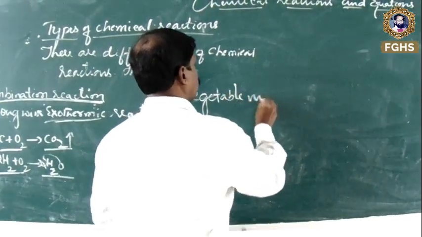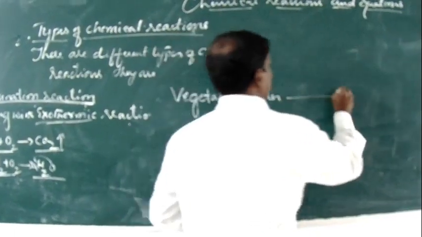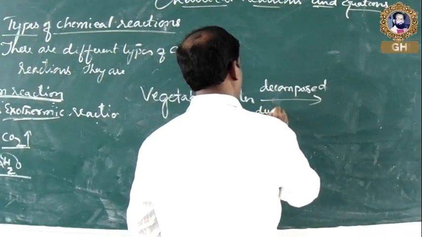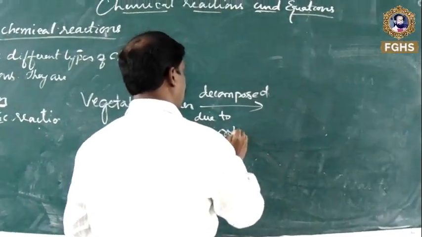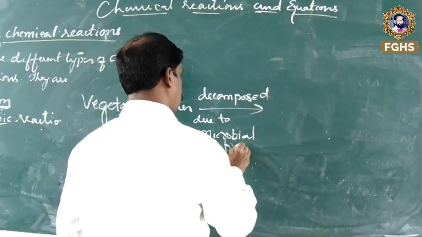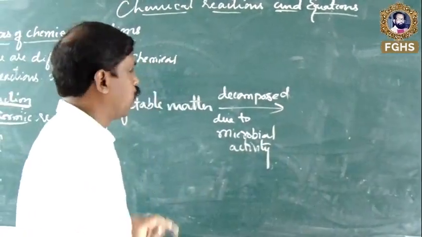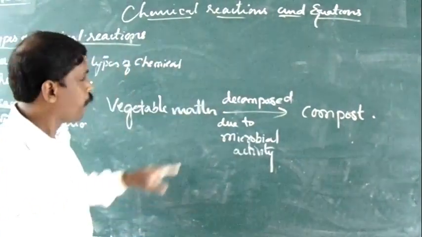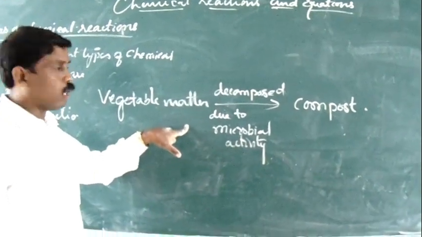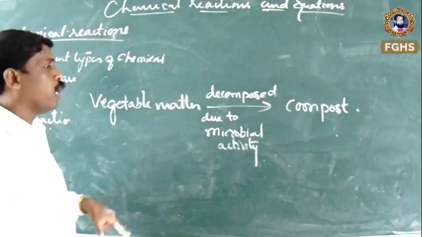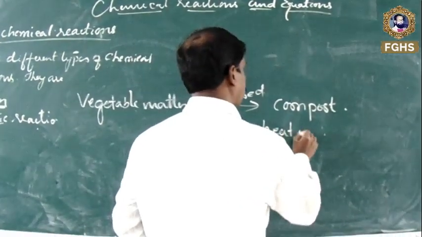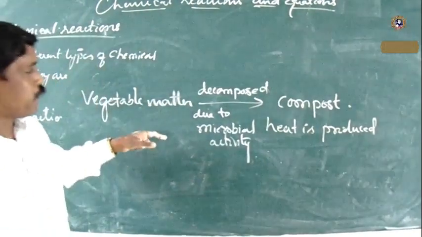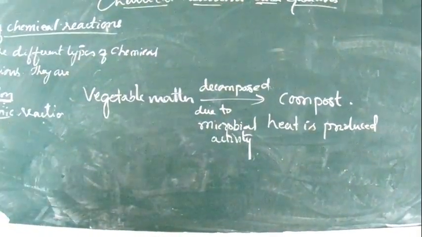Vegetable matter will get decomposed due to microbial activity to form compost. In this biological reaction, heat is produced. This is also an example for an exothermic reaction.